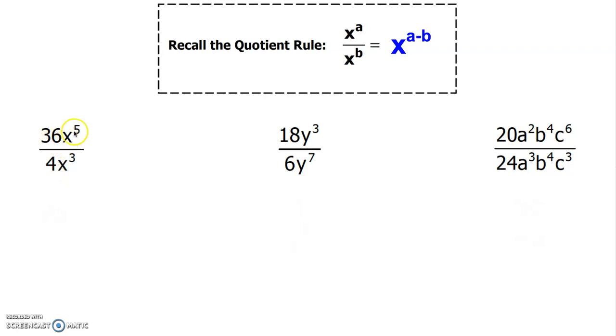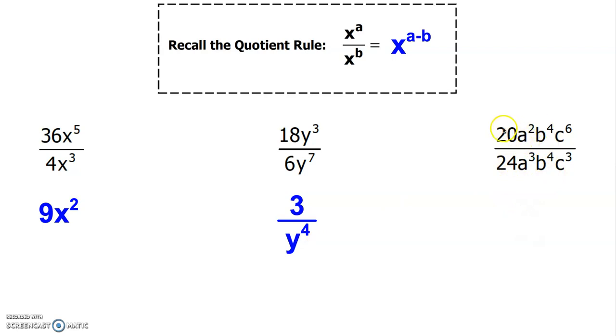I have 36x to the fifth divided by 4x cubed. The 36 and the 4 I just divide. 36 divided by 4 is 9. And x to the fifth over x cubed becomes x squared. Here I have 18y cubed over 6y to the seventh. 18 over 6 we just divide. So 18 over 6 becomes 3, and the 3 stays on top. But here we have y cubed over y to the seventh. 3 minus 7 becomes a negative 4, and we put that y to the fourth on the bottom.